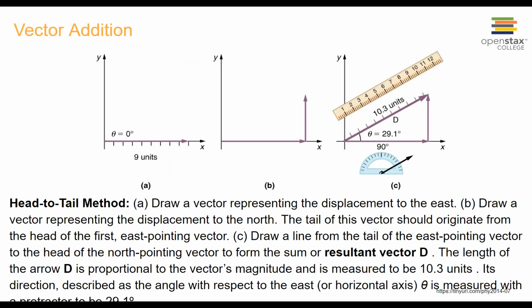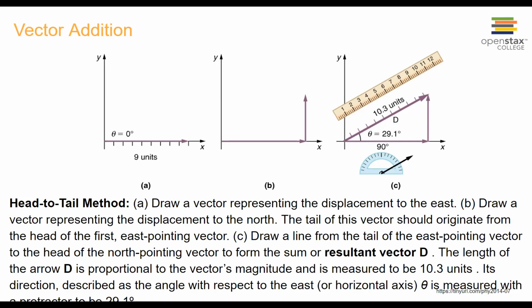So vector addition, the first way to do it is graphically. Meaning you are drawing out the vectors on a piece of paper two-dimensionally with proper scales and their angles represented correctly. This is called the head-to-tail method.